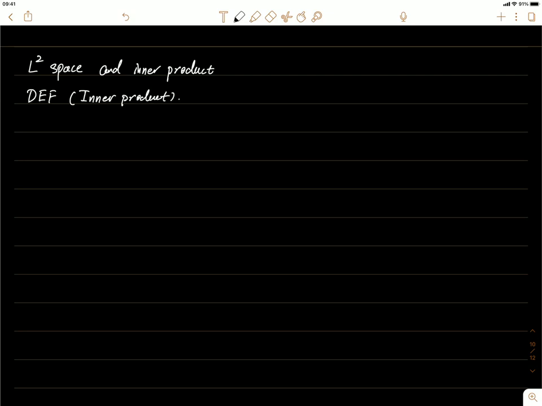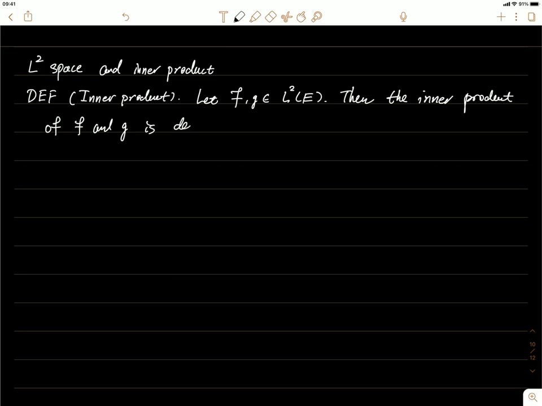Suppose we have two functions in the L2 space. So this E is arbitrary, any measurable set. So we will just ignore this E in this subsection. We can work this out for any measurable set E. Then the inner product of f and g is defined by the integral of f times g over the set E. Or in other words, this is just the integral f(x) g(x) dx.